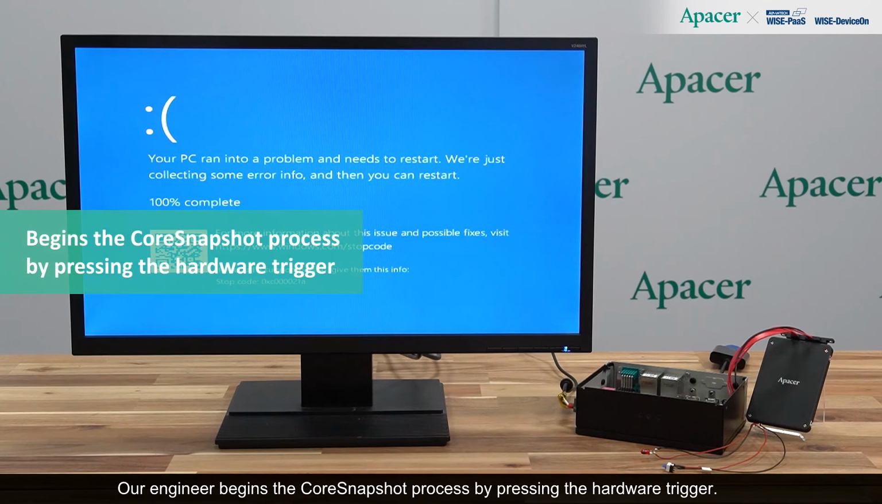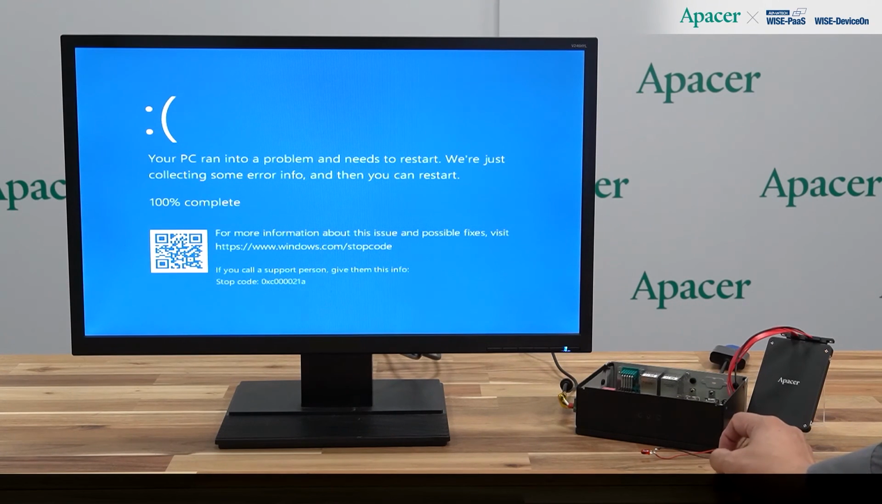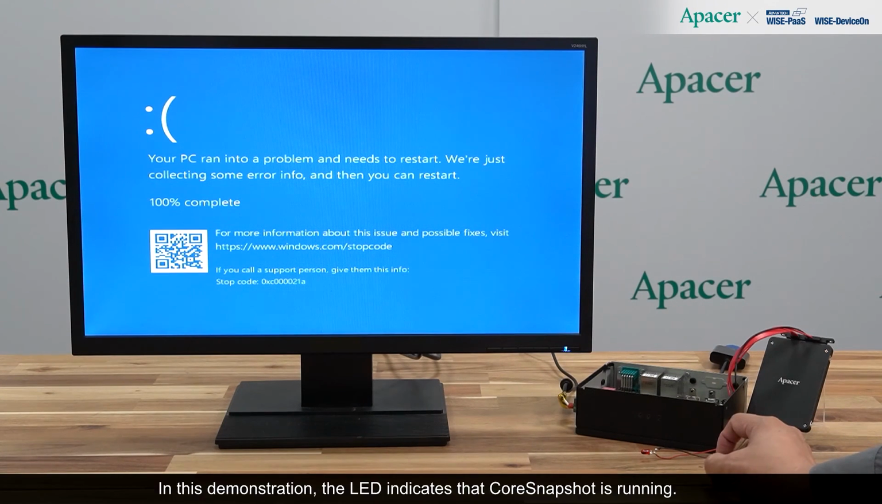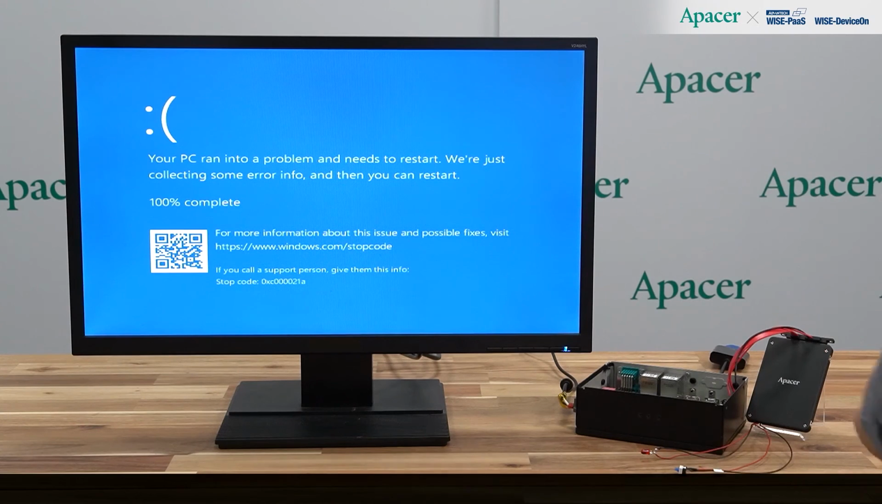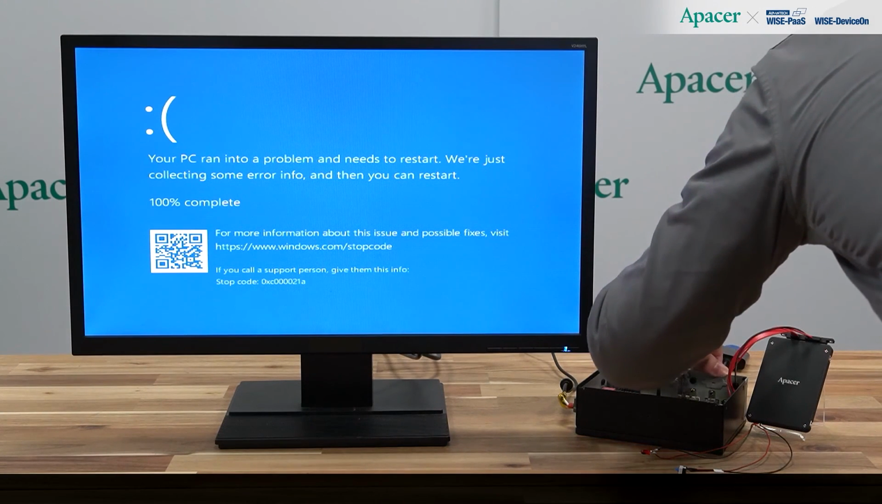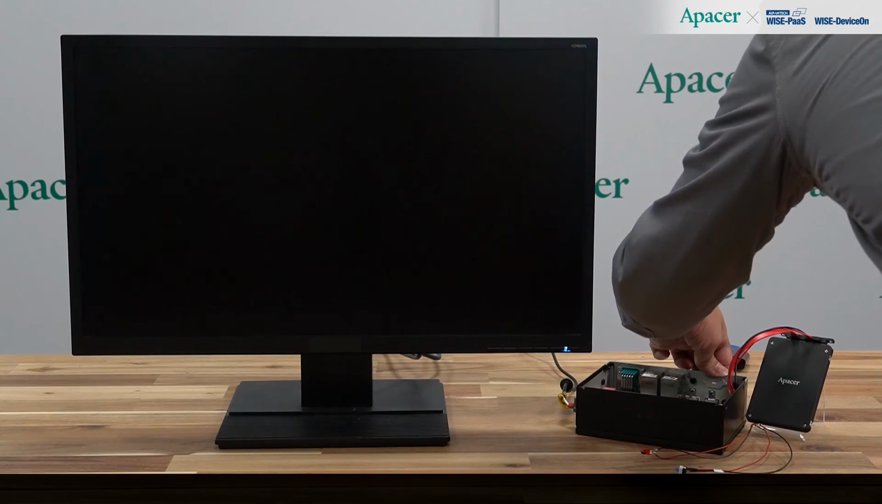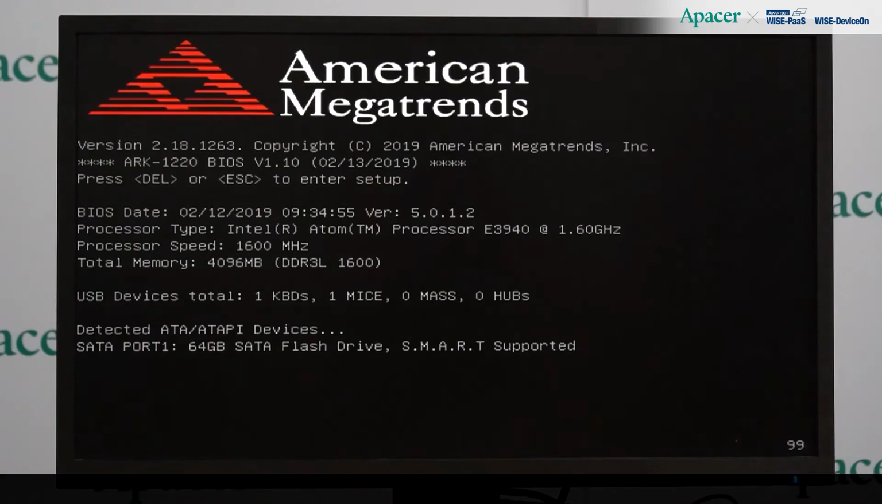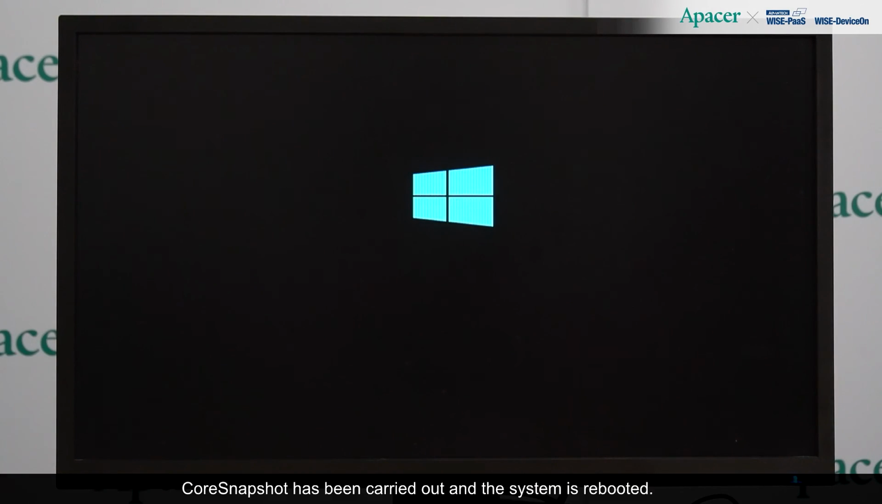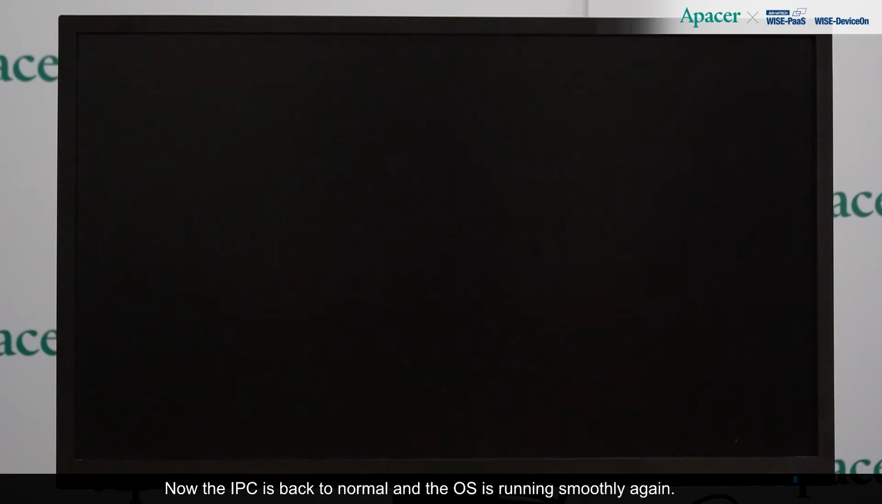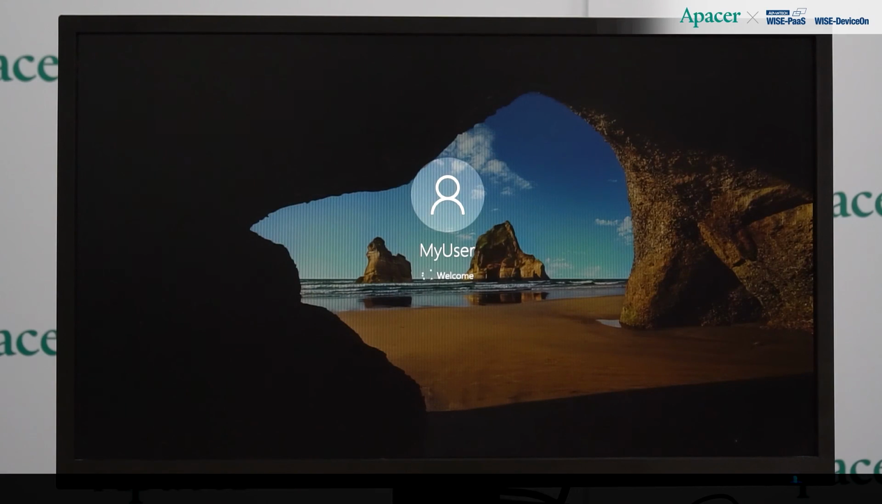Our engineer begins the CoreSnapshot process by pressing the hardware trigger. In this demonstration, the LED indicates that CoreSnapshot is running. CoreSnapshot has been carried out, and the system is rebooted. Now the IPC is back to normal, and the OS is running smoothly again. No more blue screen of death.